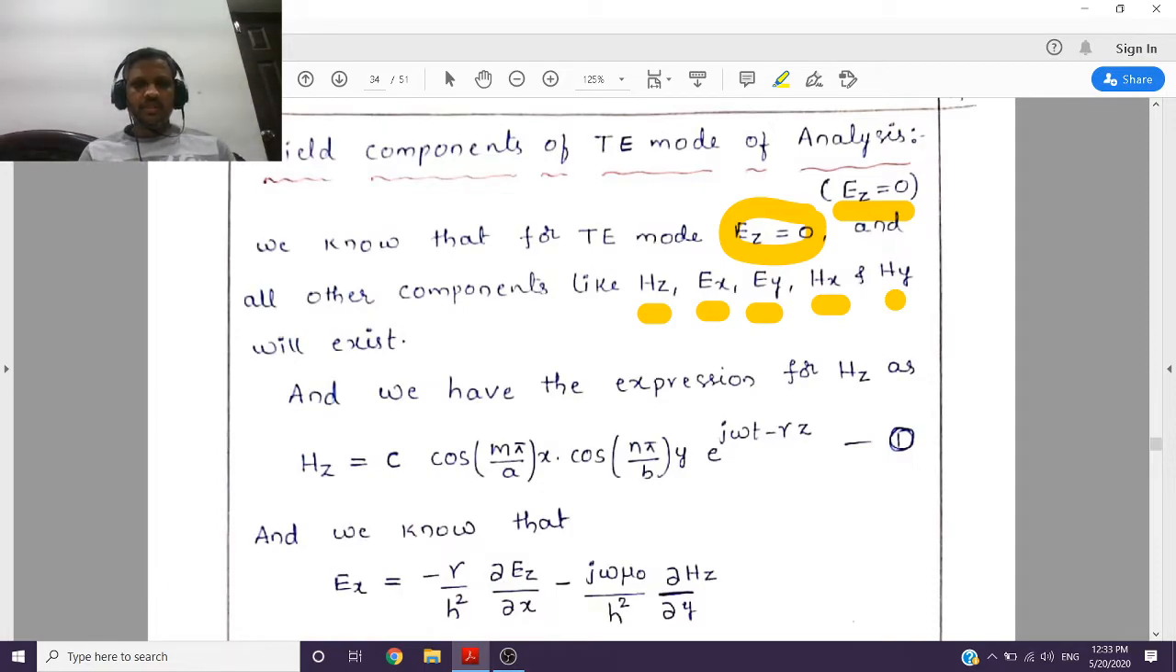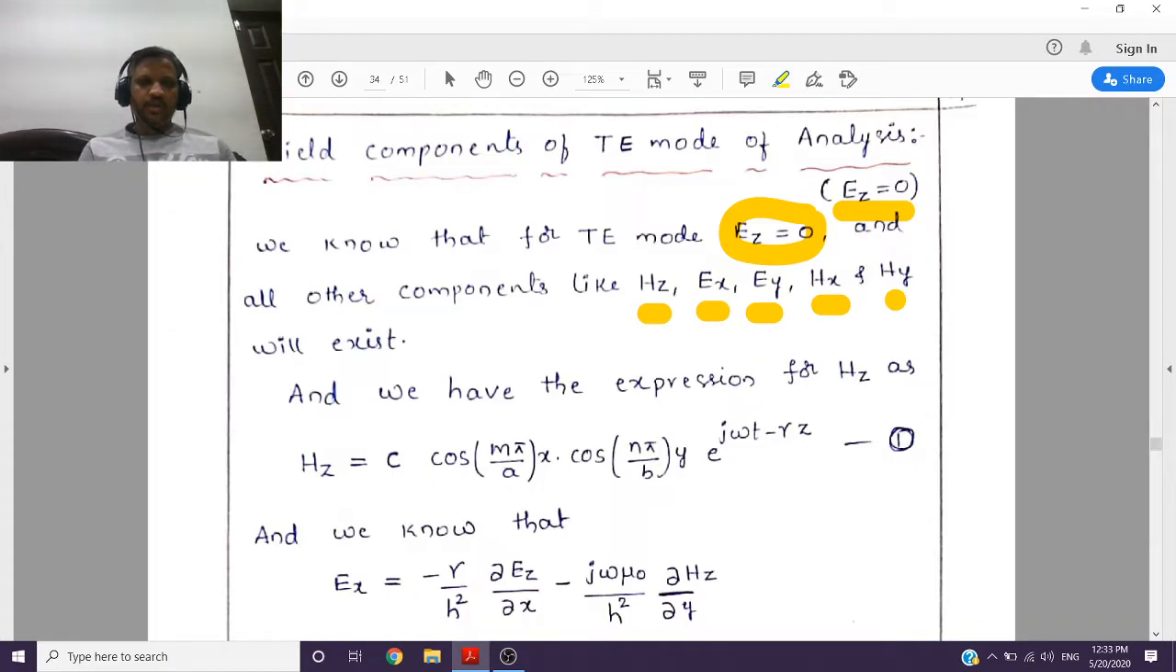Generally the TE mode will be represented as TEmn. So the starting mode will be m equal to 0 and n equal to 0, that is TE00, the starting mode. Whether that mode will exist or not, we have to check by finding out all these components. If at least one component of these five is non-zero, then we can say that particular mode is existing. Otherwise, that mode will not exist in TE mode of analysis.